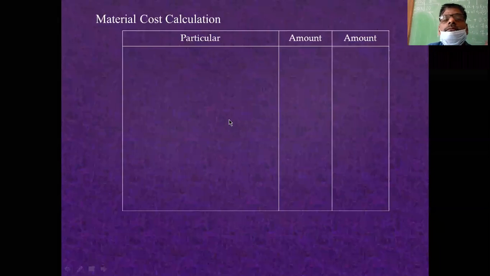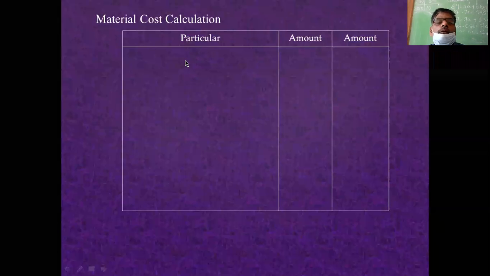And whatever balance remains, that is the total cost of material, and that total cost is divided by the number of units purchased to calculate the cost per unit. Okay, this is the point you have to see in this aspect. Material cost calculation, that means cost per unit.